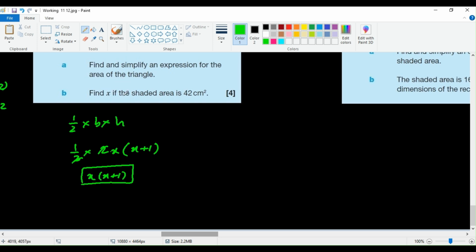Now find x if the shaded area is 42. That means x squared plus x is equal to 42, and x squared plus x minus 42 equals 0. Finding out the factors.